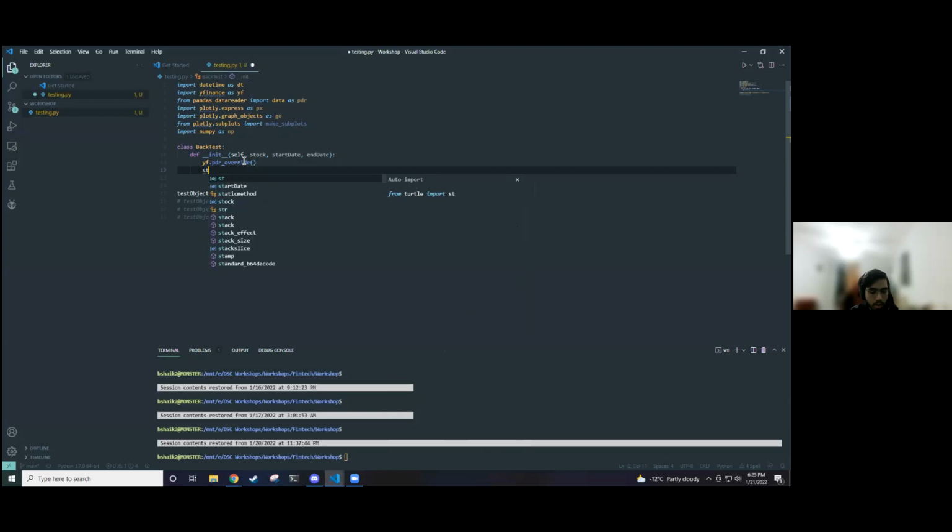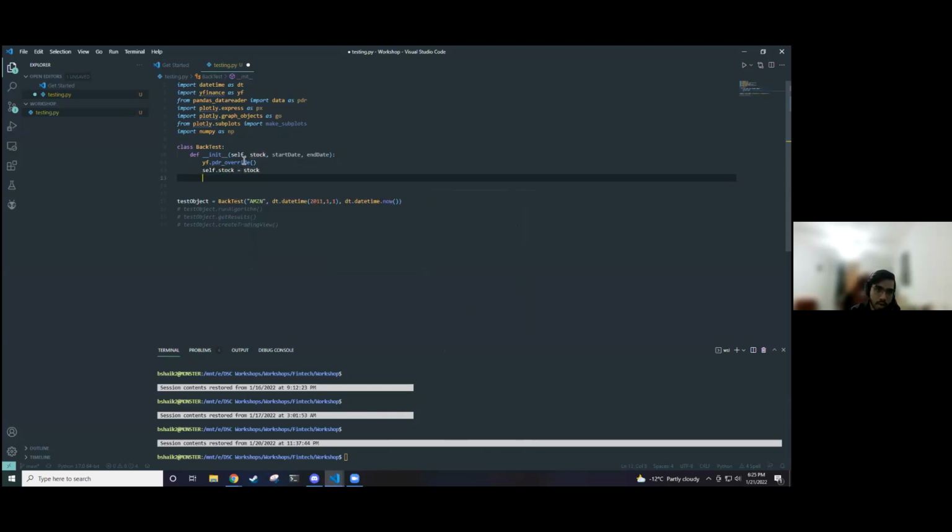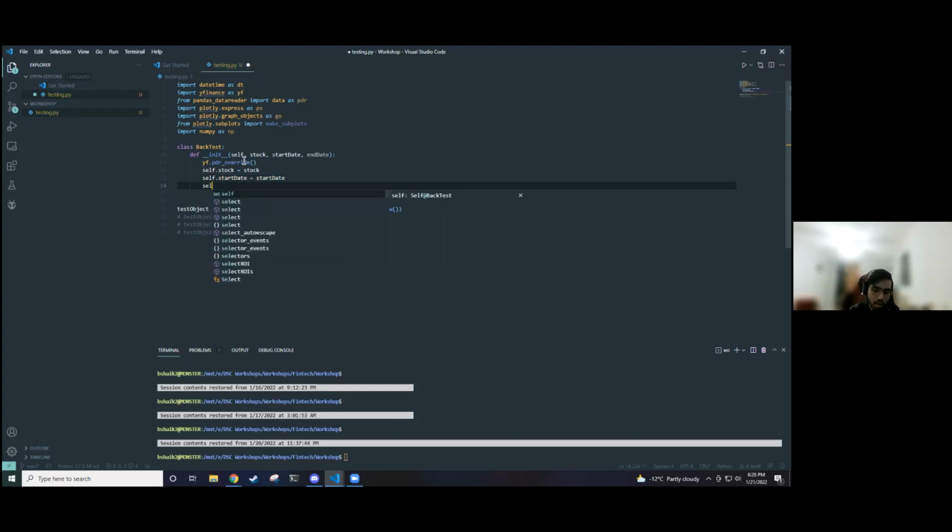Next up, you need a few different variables for this class or this object that you're going to be making. So let's make that. The first one's going to be called just stock. The next one you want to call self.start date, and it's just going to be your start date that you have. And then self.end date. So these start dates and end dates are essentially when you want to be running the algorithm, or what time frame in the past you want to be testing it.